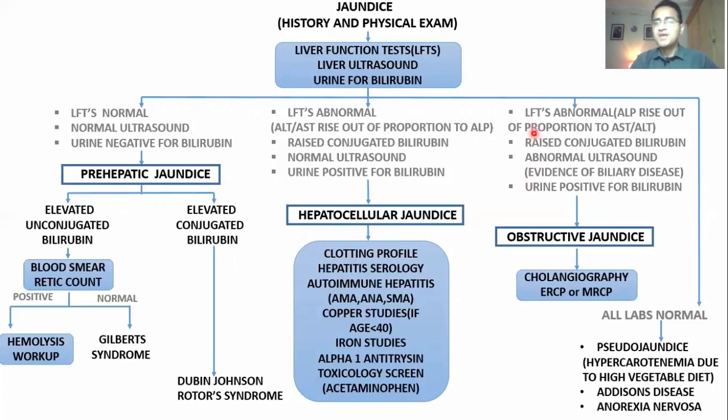If LFTs are abnormal and ALP is high, ALP shows destruction of the biliary tree, and biliary tree destruction causes post-hepatic jaundice or obstructive jaundice. Ultrasound will show evidence of biliary disease, either dilated ducts or tumor or any mass in the biliary tree. You can go for cholangiography, ERCP, MRCP depending upon the cause. If all the labs are normal, look for pseudo jaundice due to hypercarotenemia due to high vegetable diet, Addison disease, and anorexia nervosa.